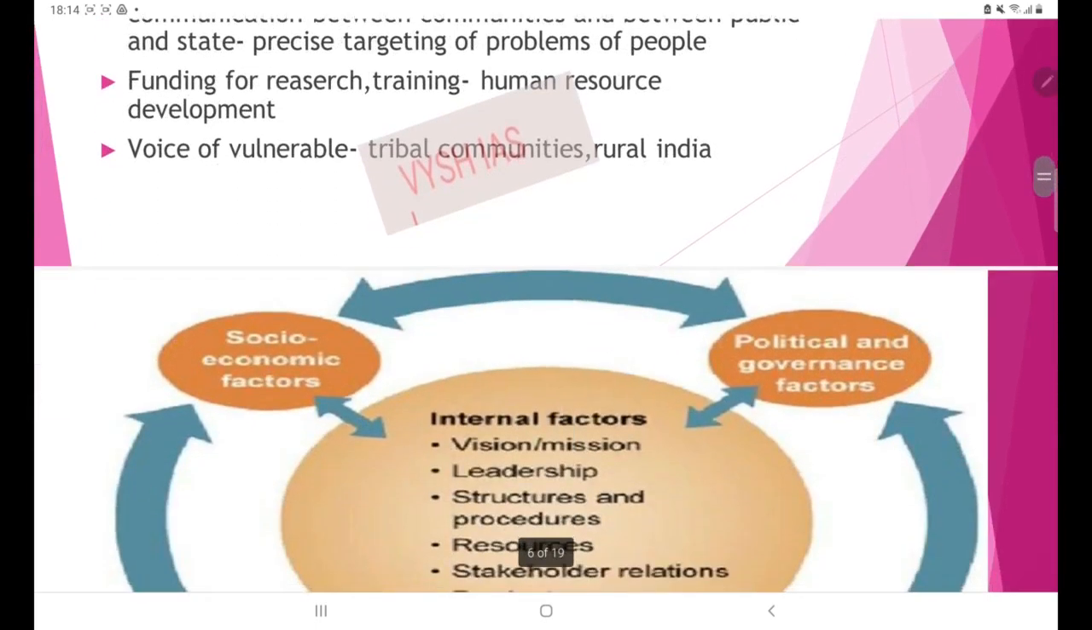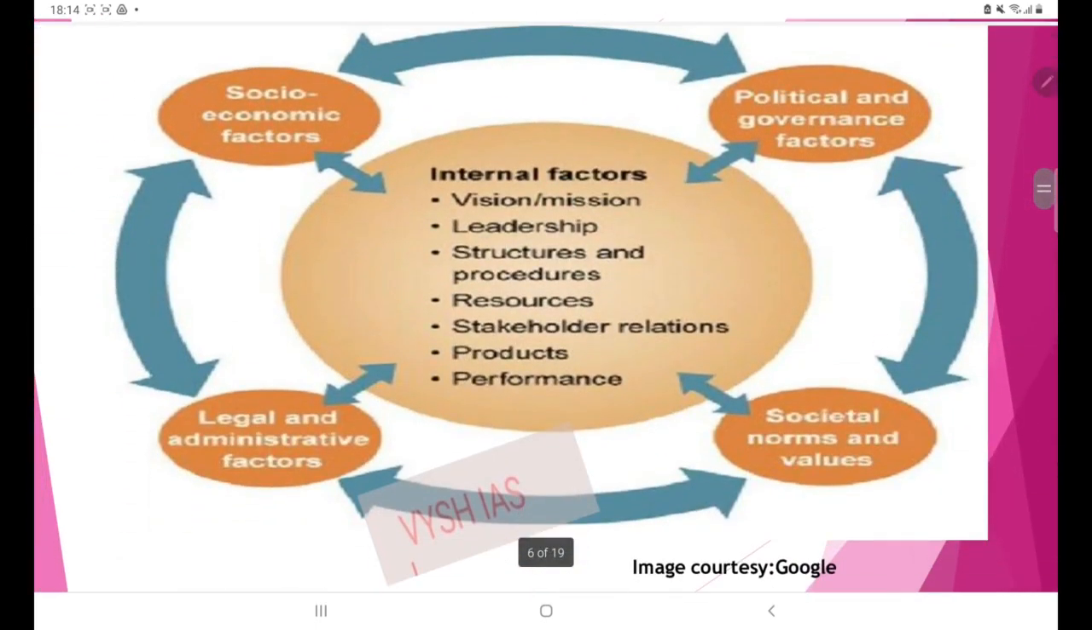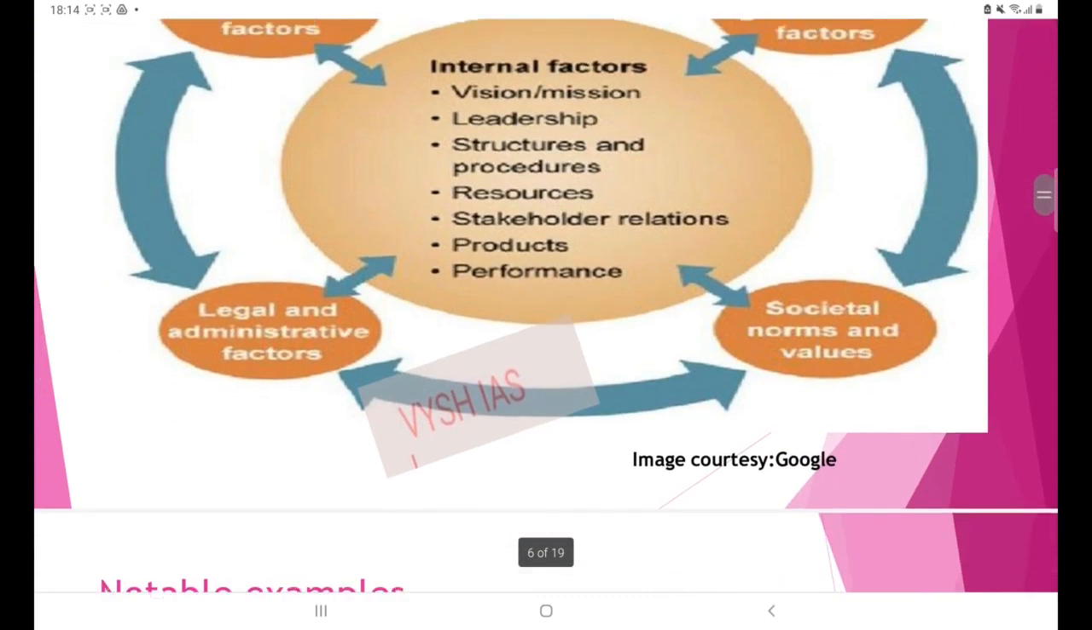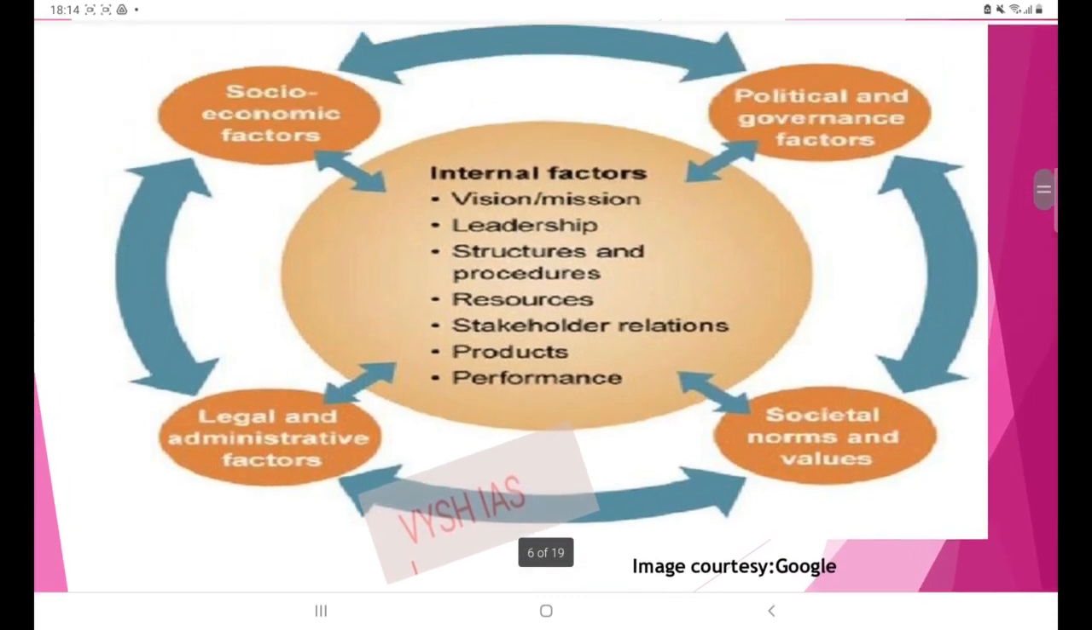Okay, next is a flow chart which you can use in answer writing. This is telling about NGOs. What are the political and governance factors? Then what are the socio-economic factors? What are the legal and administrative factors? What are the societal norms and values? So this goes in a cycle, and these all are conglomerating into one cycle. Okay, so this is about a motto of NGO. What are the factors driving the functioning of NGO? So this is one aspect.